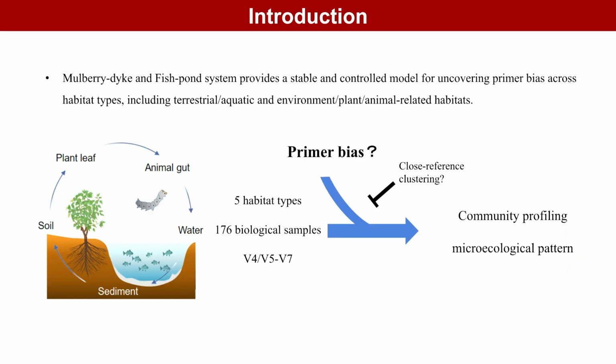Mulberry Dyke and Fish Pond system provides a stable and controlled model for uncovering primer bias. This study is based on 5 habitat types in this system: water, sediment, soil, mulberry leaves, and silkworm gut, to explore the primer bias on community profiling and microecological patterns.